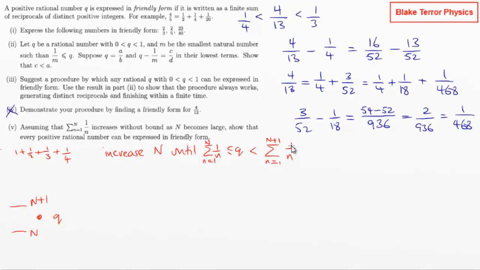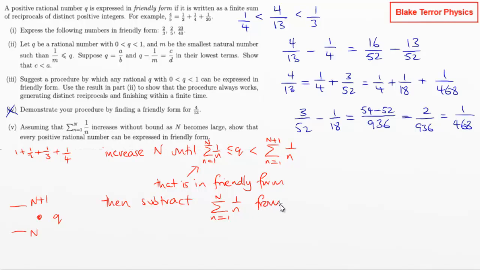So what do we do then? We then subtract that amount. So this is a friendly form. Both of these things are friendly form. So that is in friendly form. So that's fine so far. Then we can say, so then subtract this sum from n equals 1 to n of 1 over n from q. That gives us q prime.